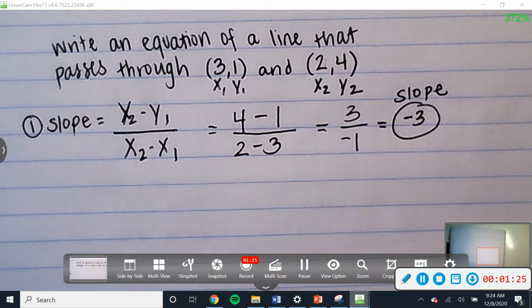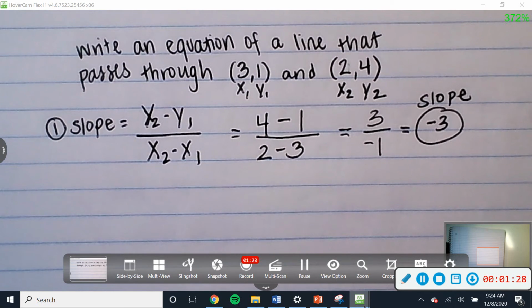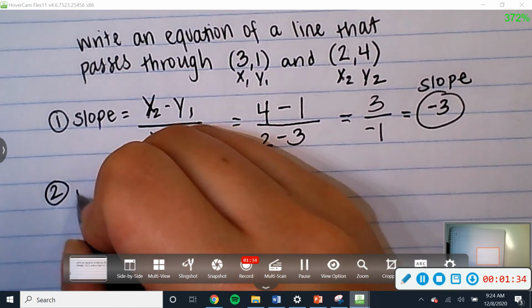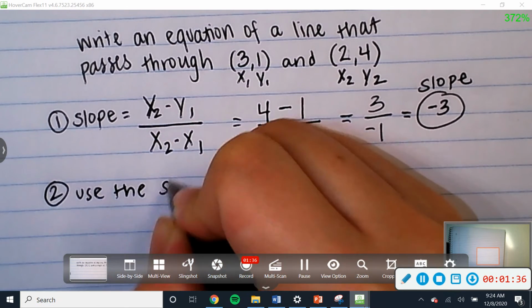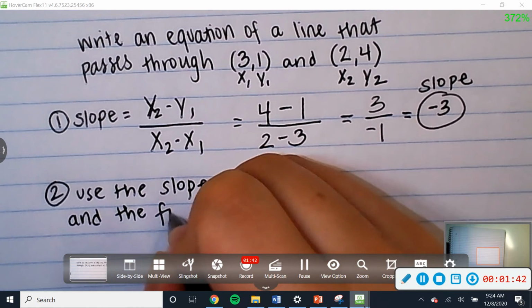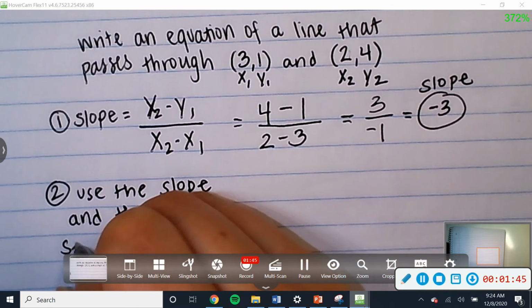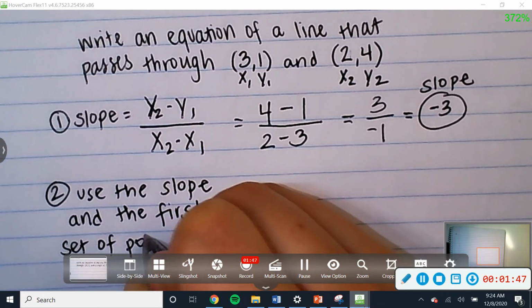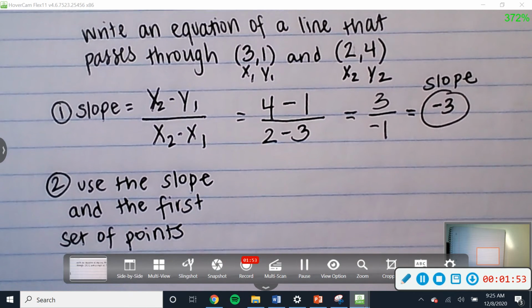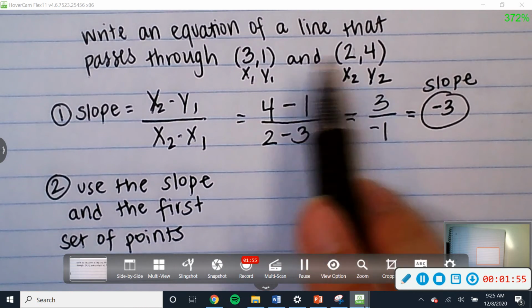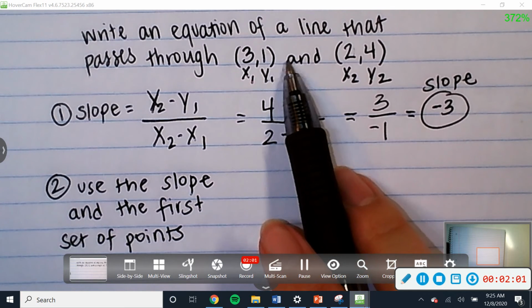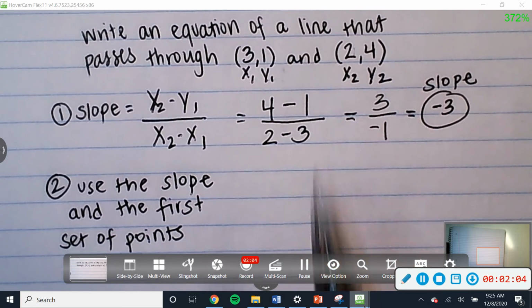To do that, we do something similar to the previous video. We use the slope that we just found and the first set of points, and we plug those back into our y equals mx plus b equation. You can actually use either set of points. You don't have to use the first set. I'm just always going to use the first set to keep it consistent and easy to follow, but you could also use this pair of points if you wanted to.